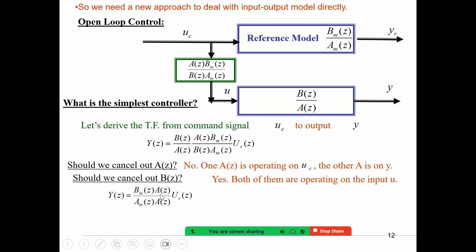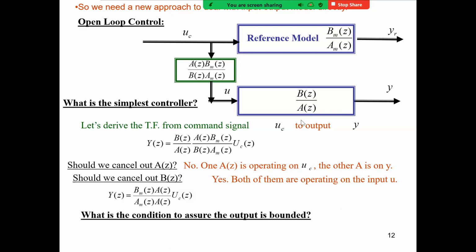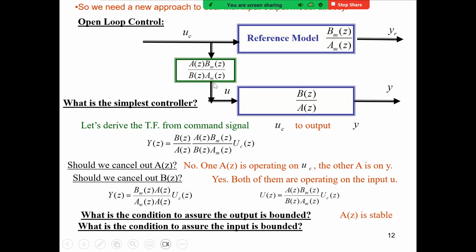Okay, and then we know if the whole system is stable, can we cancel out A? If A is stable, we can cancel it out, right? For a stable system, we can. So therefore, what is the condition to assume the output is bounded? A has to be stable, right? Then if A is stable, actually you can cancel them. Then we also have to check the input signal. We know the transfer function. How do we guarantee that the input signal is bounded? What's the condition on B? B has to be stable, right? B also has to be stable. So if both A and B are stable, this may work. Both the system and its inverse have to be stable, but we know that's a very strict condition.